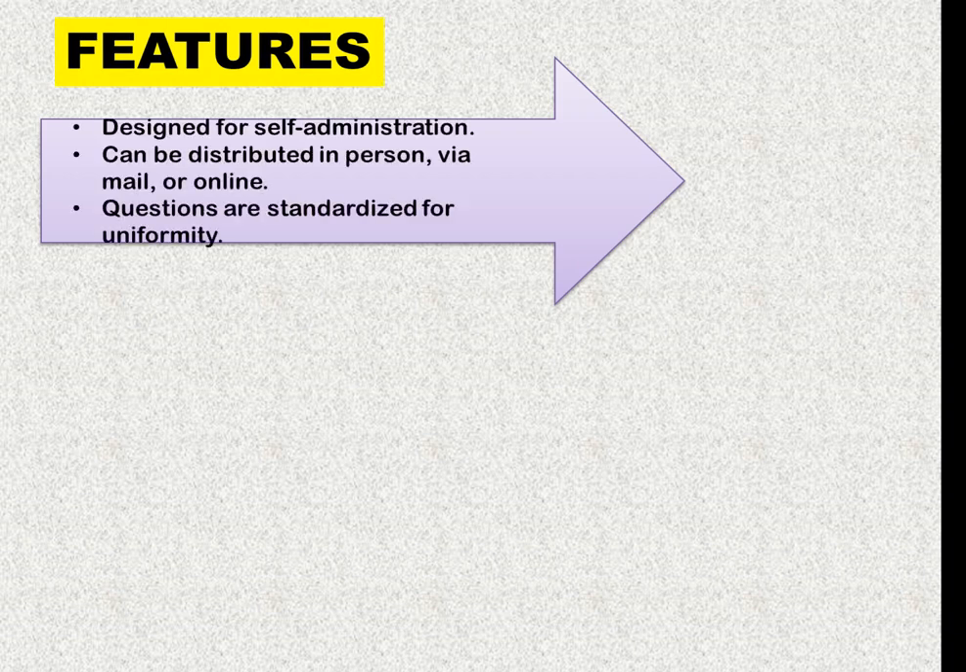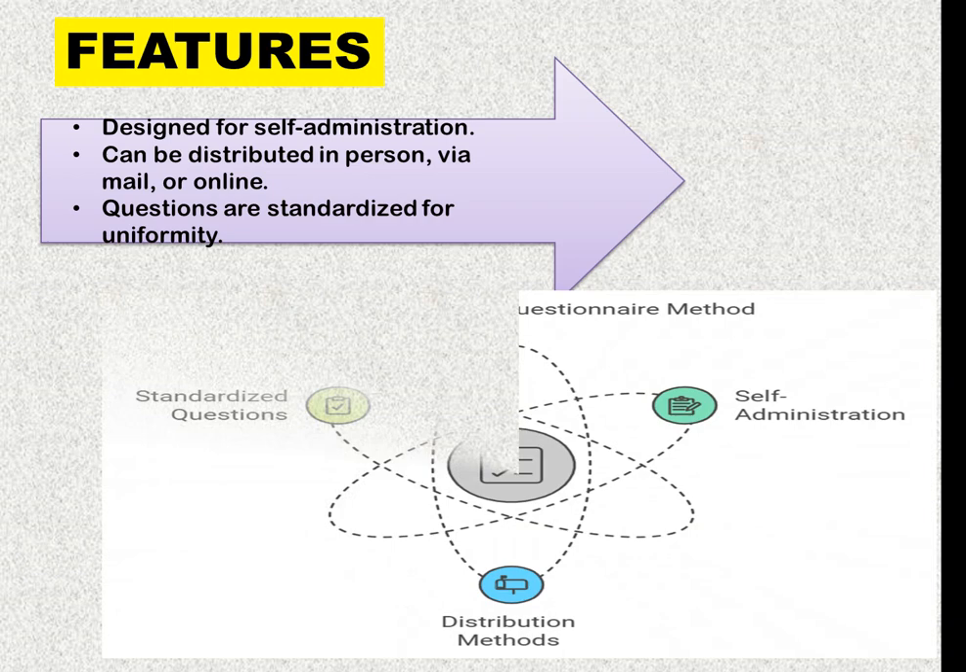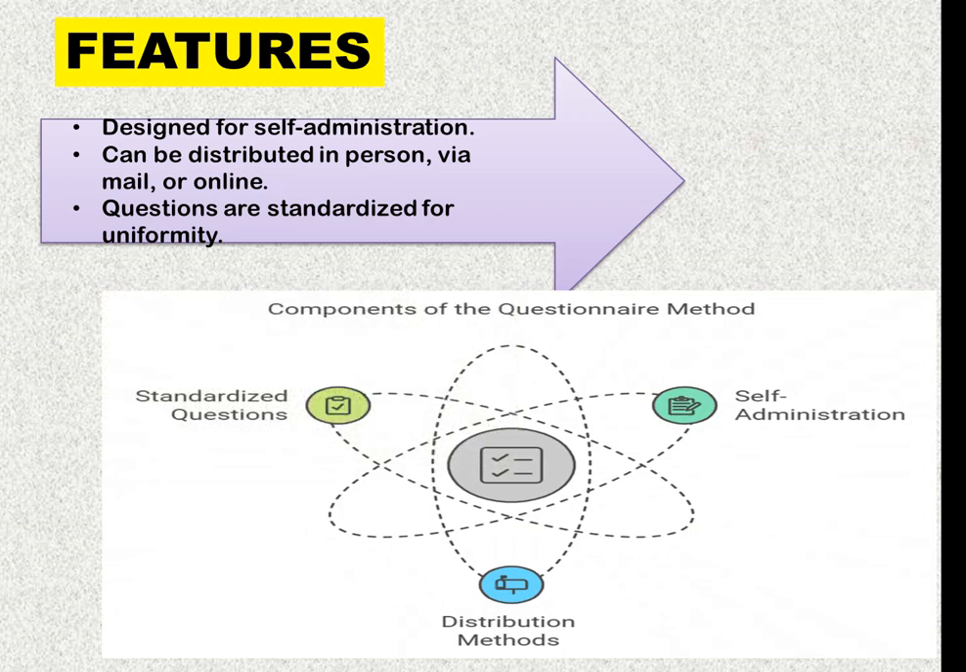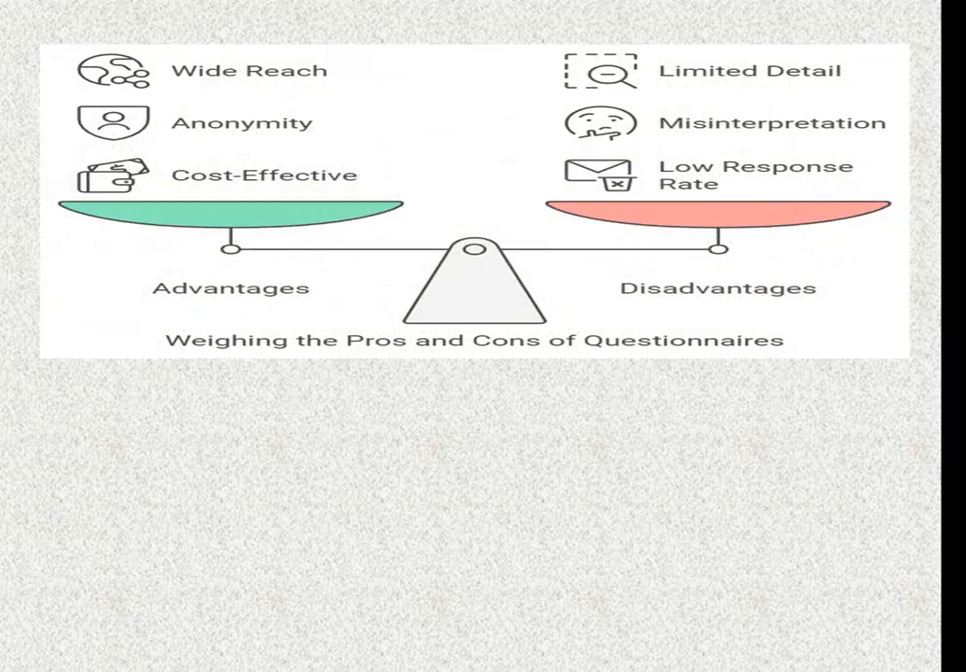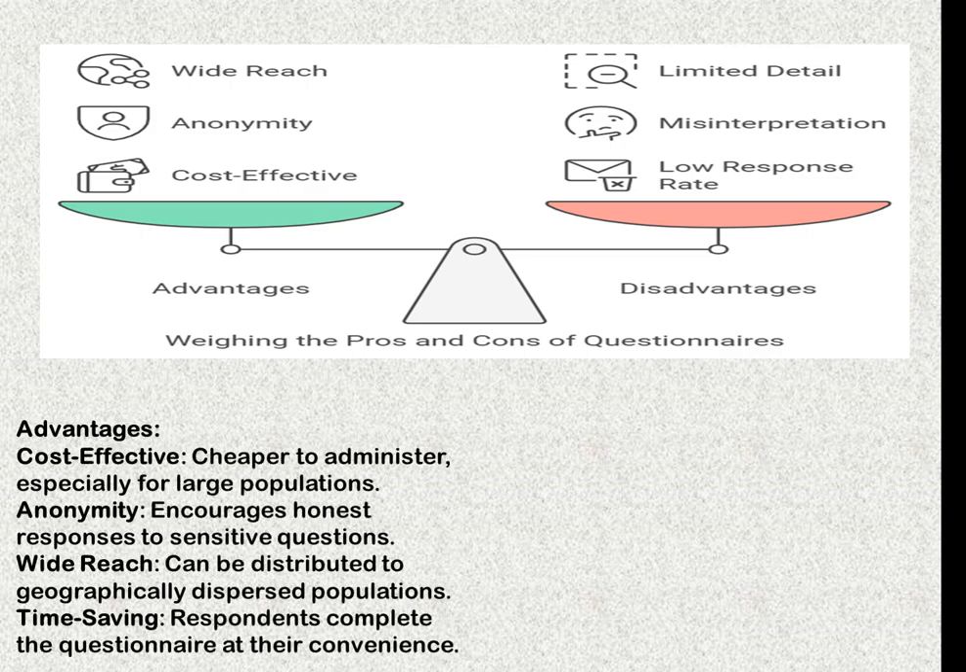Features. Designed for self-administration. Can be distributed in person, via mail, or online. Questions are standardized for uniformity. Advantages. 1. Cost-effective, cheaper to administer, especially for large populations. 2. Anonymity, encourages honest responses to sensitive questions. 3. Wide reach, can be distributed to geographically dispersed populations. 4. Time-saving, respondents complete the questionnaire at their convenience.